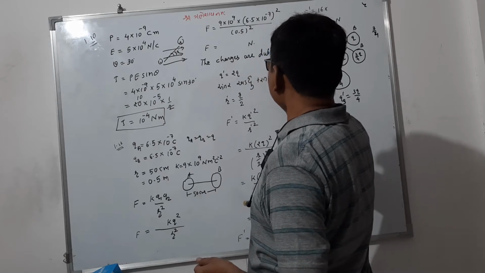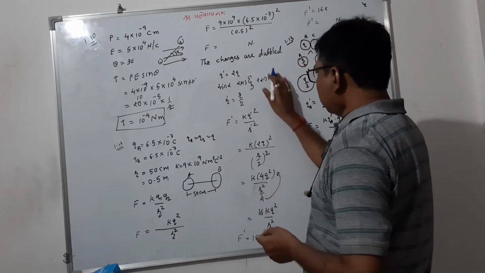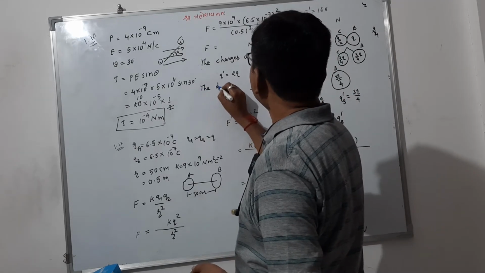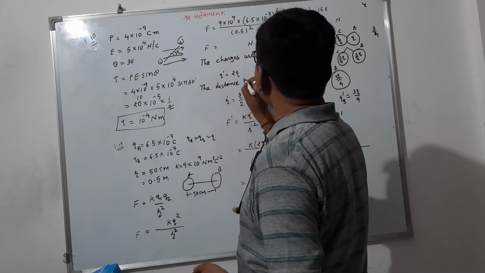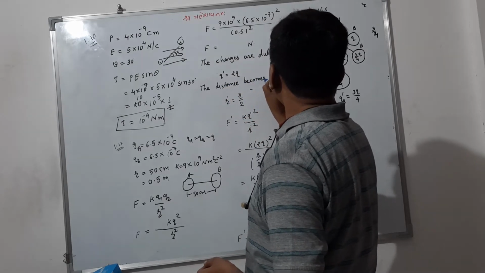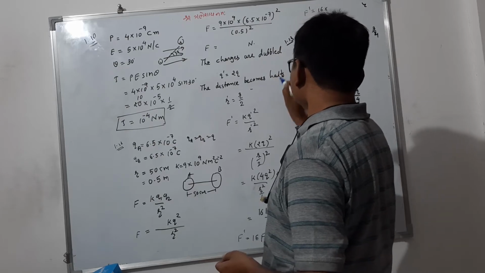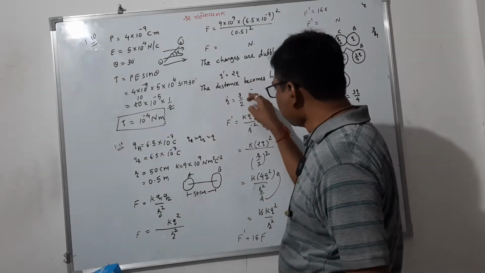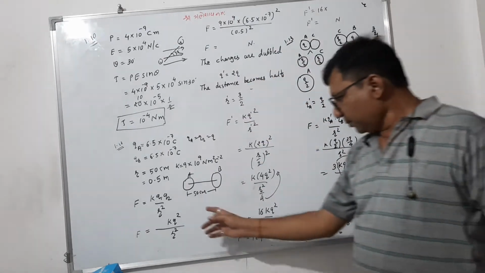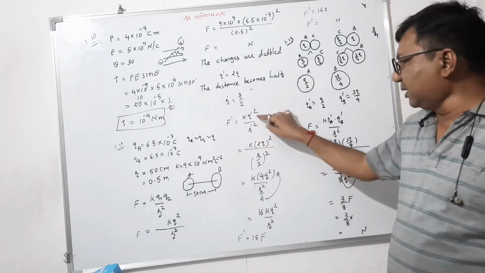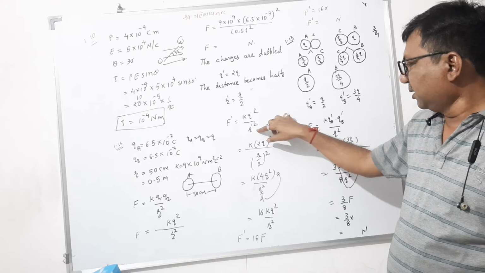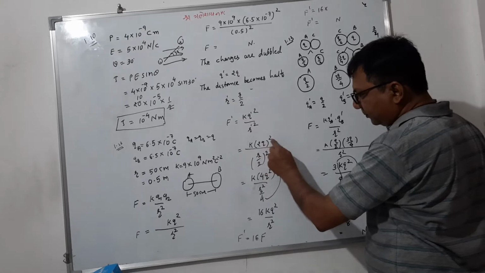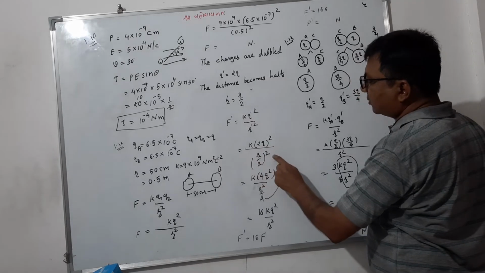Now in part B, the charges are doubled, and the distance becomes half. So the new charge is 2q and the new distance is r by 2. So from this formula you have to change only the charge, q dash, and r dash. So q dash square, r dash square. Q dash is equal to 2q whole square and r by 2 square.